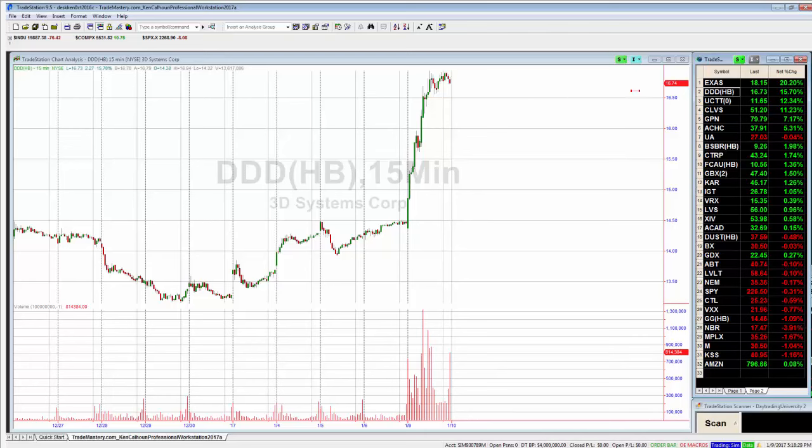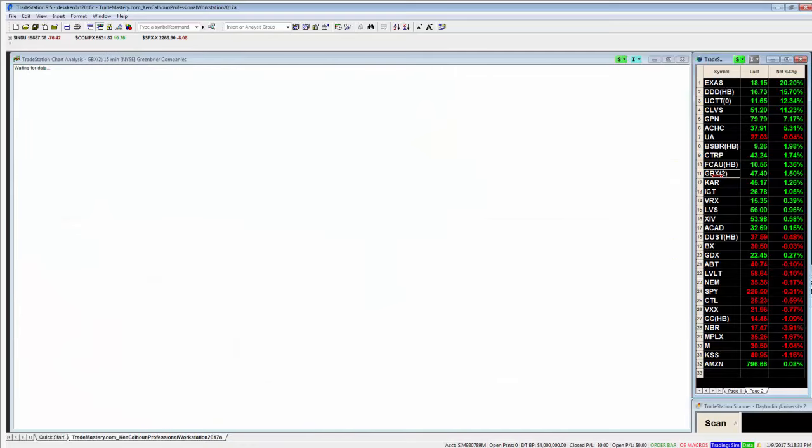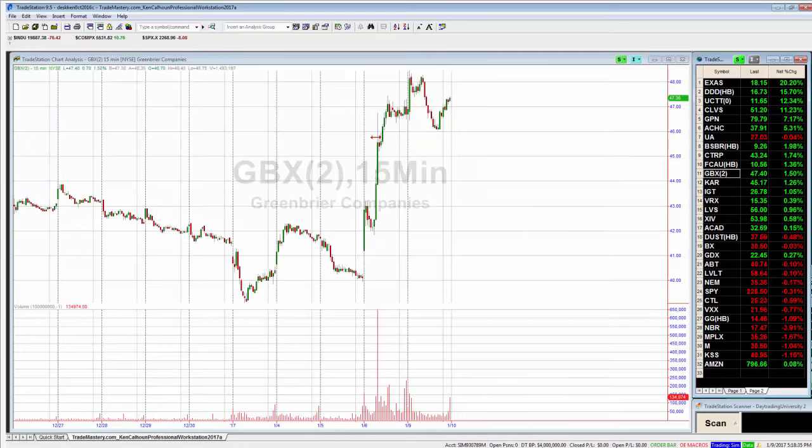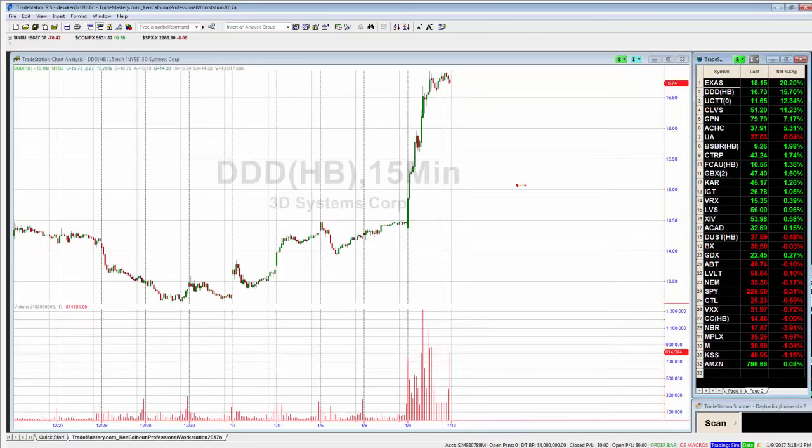So we don't go in long yet, but 3D is one of them, and the other was GBX that ran up 7 points the last couple of days. Those are my two favorite charts in the entire stock market because of the profit potential, because of the range. And again, I'm not over-leveraging trading these cheap, stupid $3 stocks like these kids are out there trading.